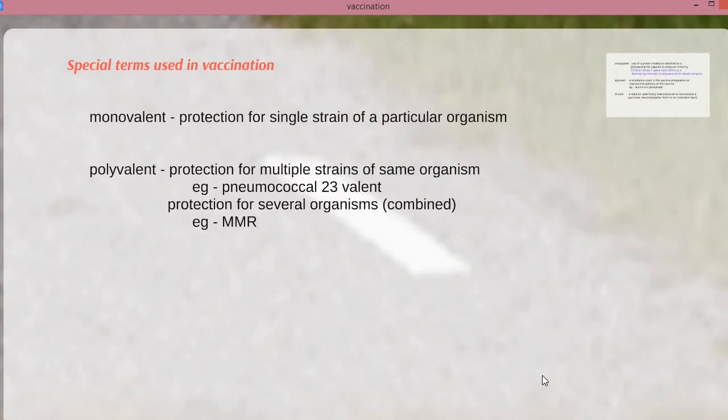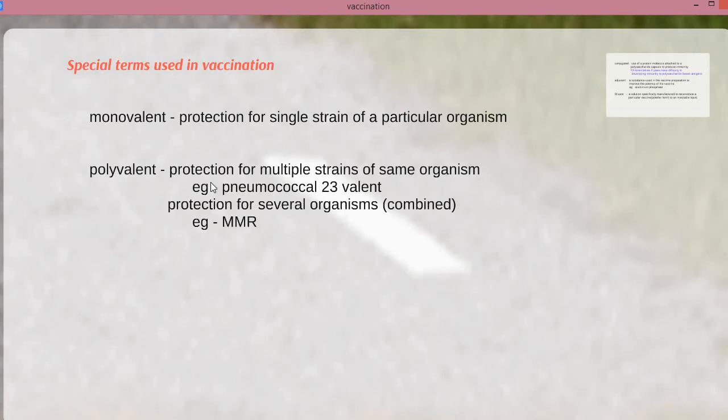Now we will learn about special terms used in vaccination, which as undergraduates you should be aware of. So the two common terms used are monovalent and polyvalent. Monovalent means protection for a single strain of a particular organism. So some vaccines are given only to protect the host from a single strain.